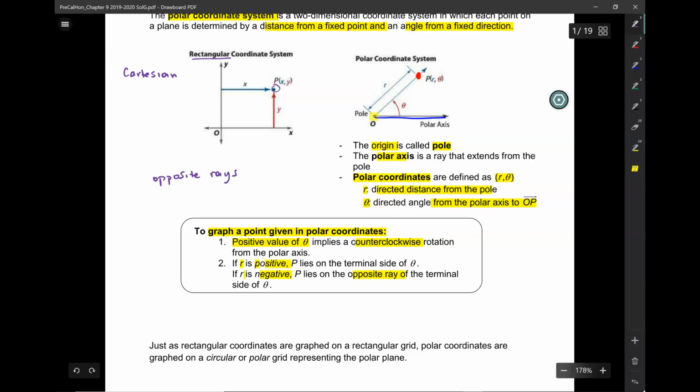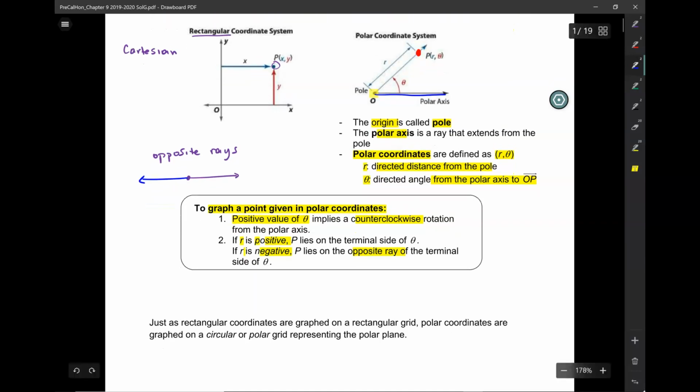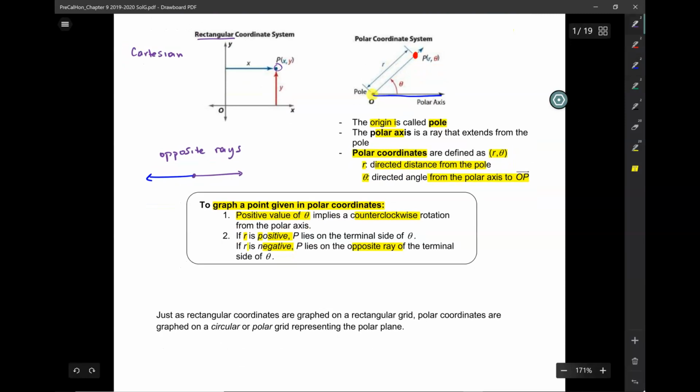Opposite rays: if you have this ray and then that ray, it will form a line. Basically it's in the same direction, it's got the same angle, but in the opposite direction. Those are opposite rays. So take a look at this for a minute.